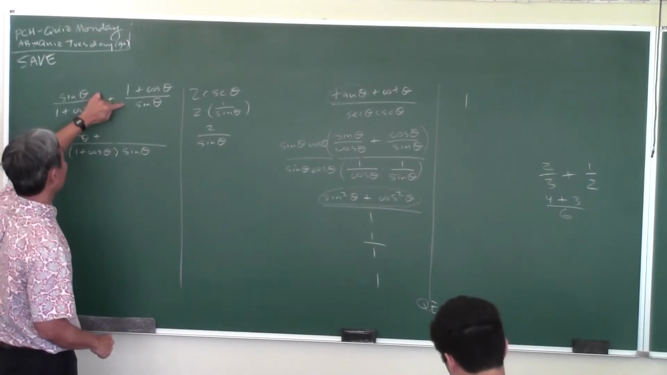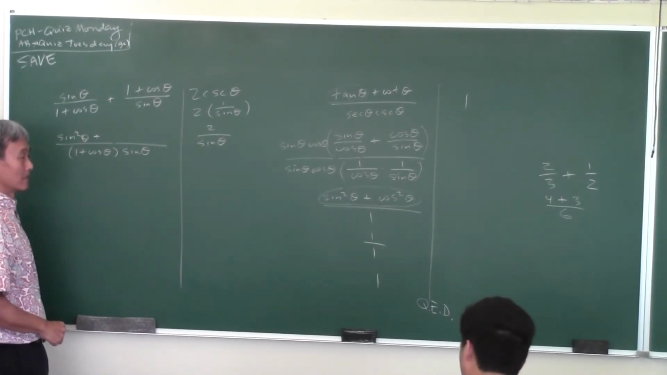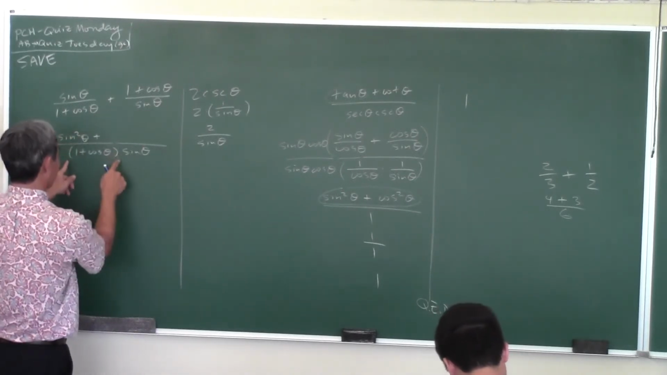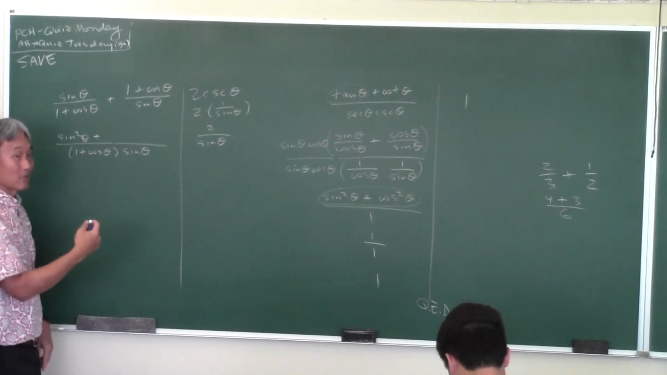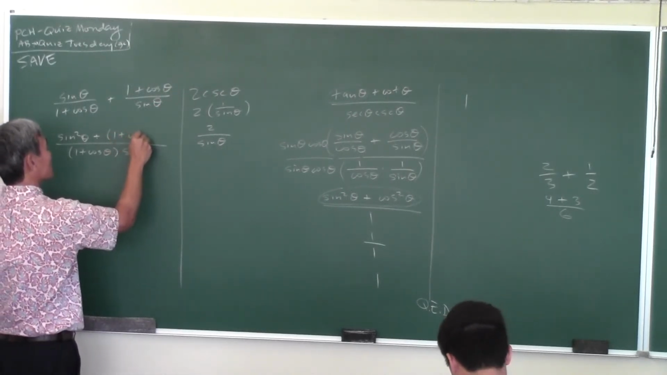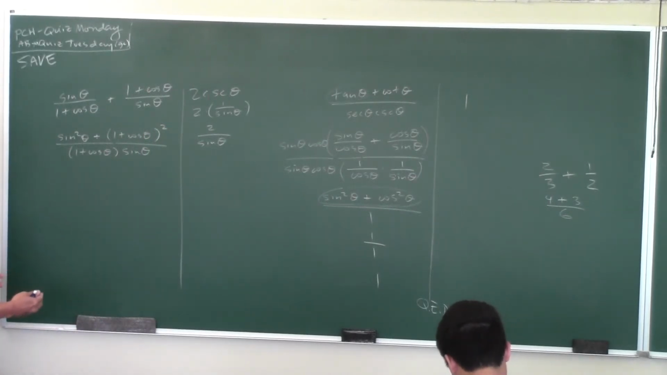Okay, what about here? What do I need to multiply top and bottom by to get this denominator? Look, there's a sine there. Here's a sine. What do I need to multiply this by to get this denominator? 1 plus cosine theta. But you gotta multiply top and bottom by it, so you get 1 plus cosine theta squared, right? 1 plus cosine theta times 1 plus cosine theta. Oh, Mr. Park, I really gotta know my algebra.